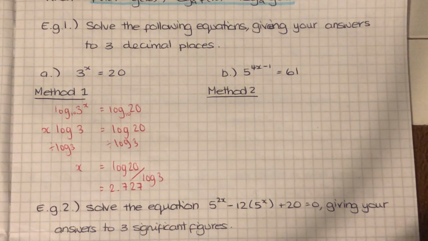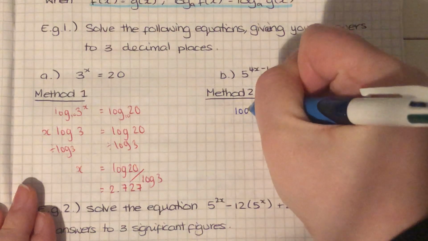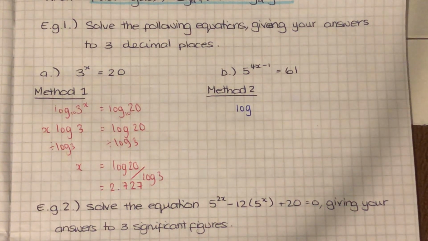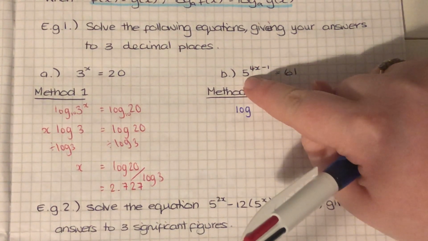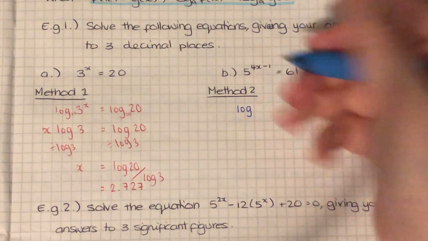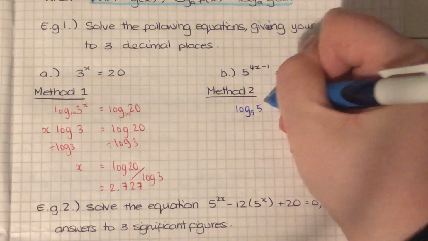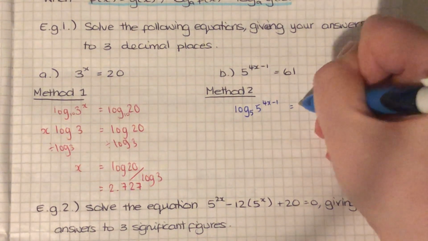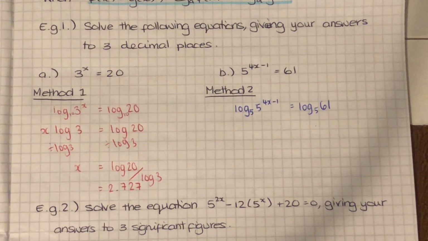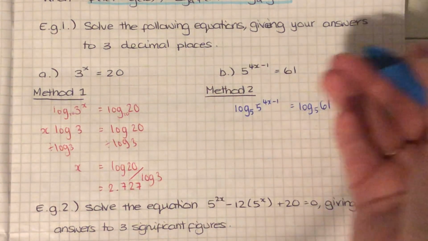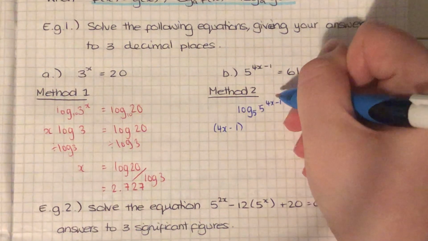Method 2, you do still take logs of both sides. But this time you're going to take logs of the number that you have as, so we call this the base number. So the big number and then you've got the power, that's the base. So we're going to do log base 5 of both sides, equals log base 5 of 61. The next bit is the same, so I'm going to put the power to the front. I'm just going to leave it with a bracket around it just because there are two terms in the power.